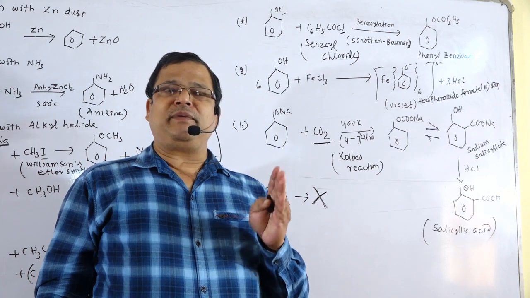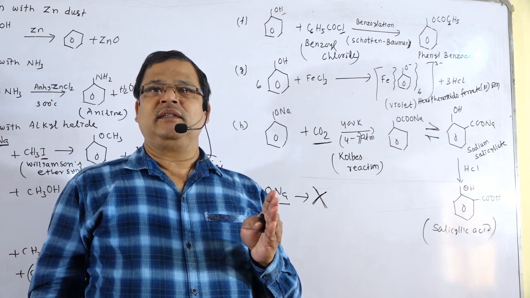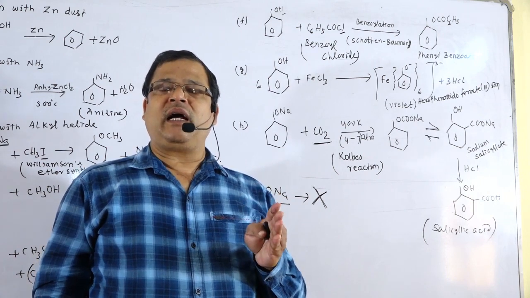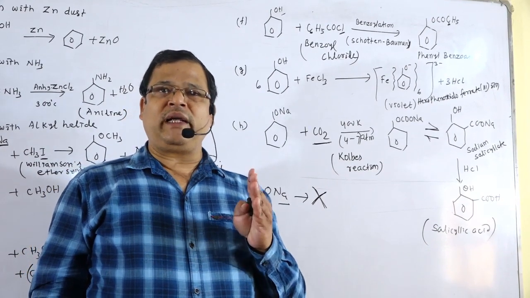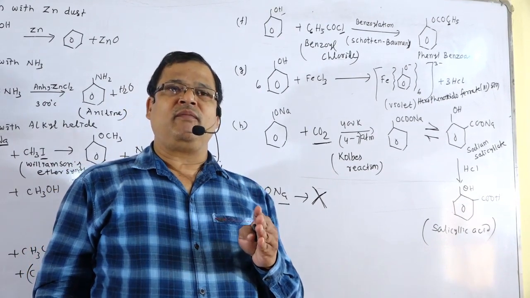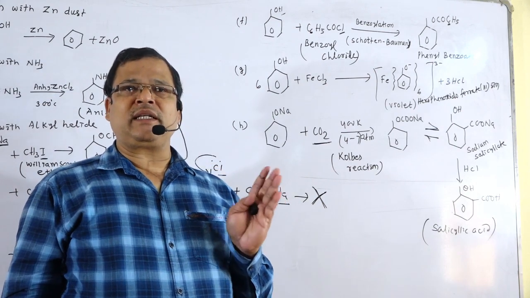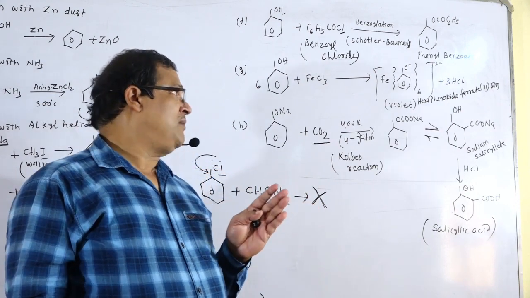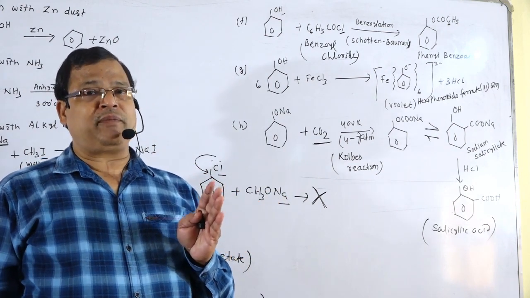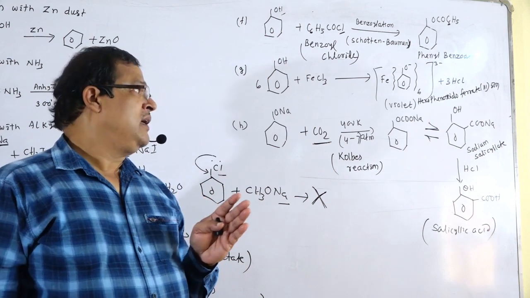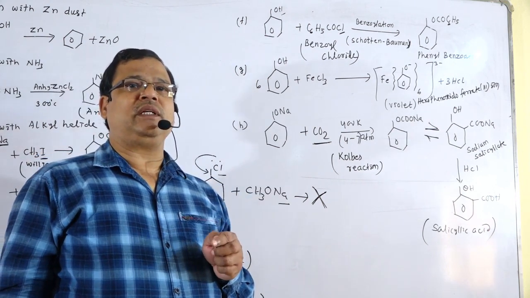The Reimer-Tiemann reaction is where phenol is treated with carbon tetrachloride in presence of NaOH at 343 Kelvin, so there is the formation of ortho-hydroxybenzoic acid. Or the Kolbe reaction, where carbon dioxide gas is passed through sodium phenoxide at about 400 Kelvin, 4 to 7 atm pressure, followed by acidification, giving ortho-hydroxybenzoic acid.